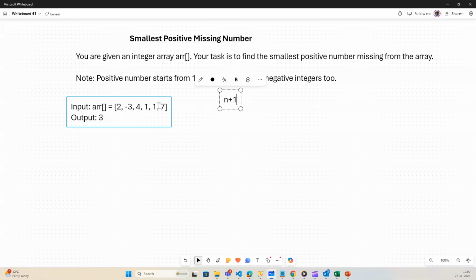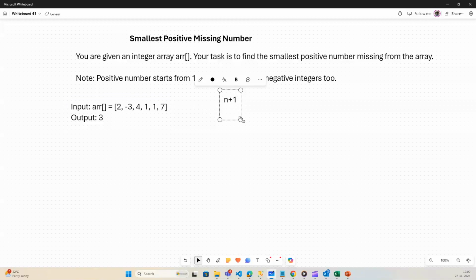For example, in this array, n is 6. So I will update the value of that element, wherever I find the element's value to be greater than n or less than 1, to n plus 1. So it will become 7. I will keep checking this condition at every element and keep updating the number accordingly wherever the condition is met. That I will do in this first traversal.